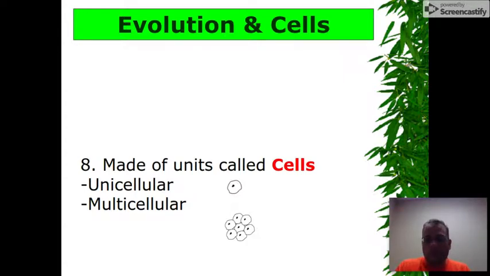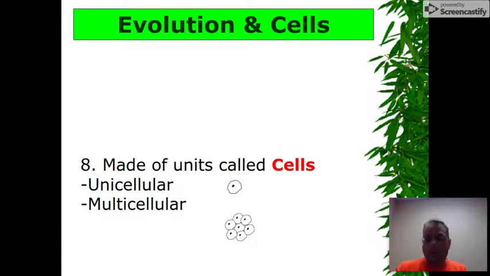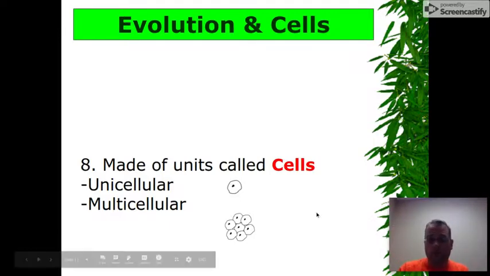And number 8, your body needs to be made of cells. That is the smallest unit of life that we know. This can come in the form of two ways. Unicellular is 1. Think of it like a unicycle, a person riding a bicycle with only one wheel. Multicellular is going to be 2 or more cells.